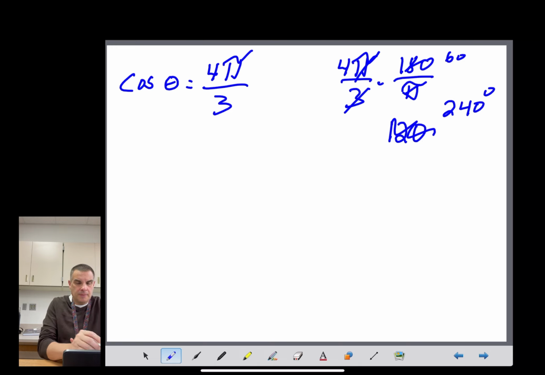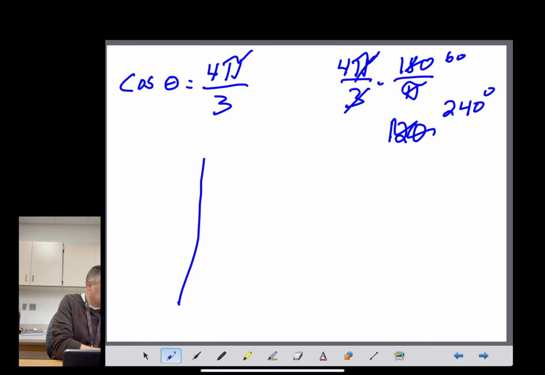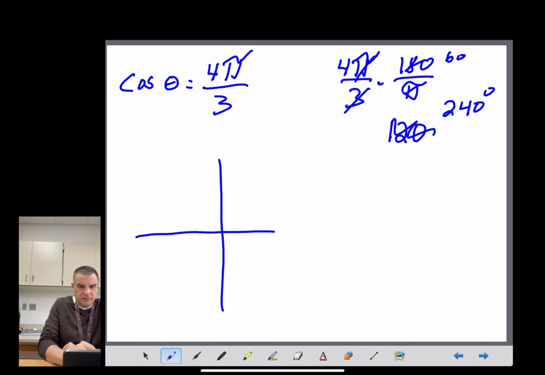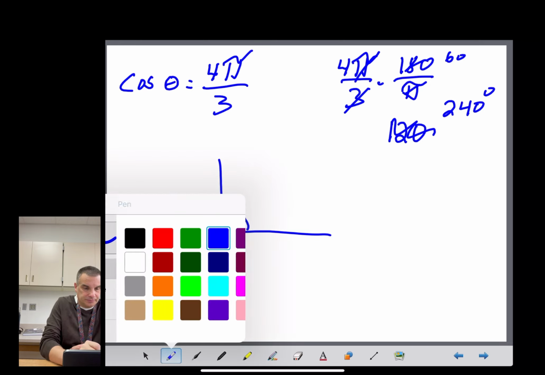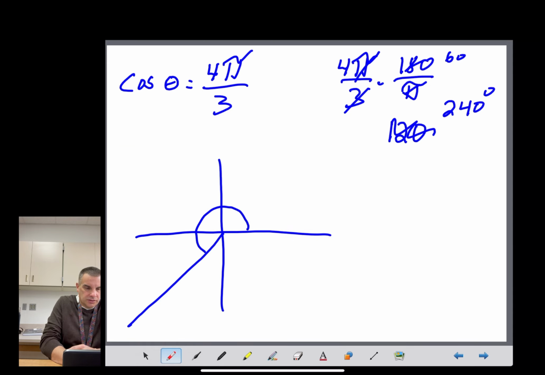Okay. 4 times 180 divided by 3. Just double check. Looks like my math. It's too early in the morning. 240. So I'm going to draw a nice straight line. And I graph 240. 240 ends up being down here somewhere. You have to find the reference angle. So we've gone 240. We got to get back to 180. So that makes this 60 degrees.